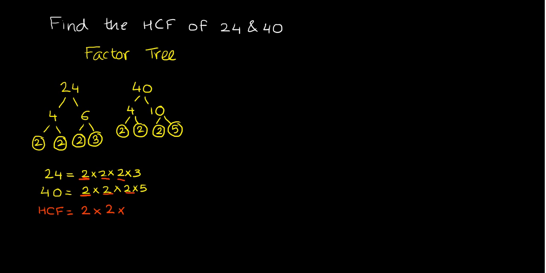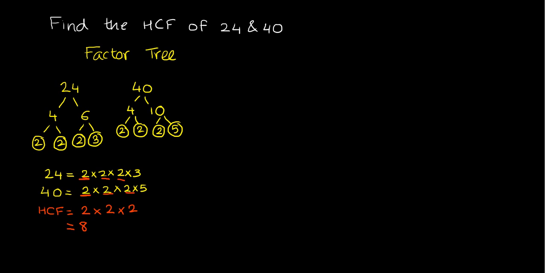I'm going to write it down just once again. There's a 3 in 24, but there's no 3's in 40, so I'm not going to underline the 3. There's a 5 in 40, but there's no 5 in 24, so I'm not going to underline the 5. I have no more pairs, so I'm going to stop the underlining. I'm going to start the multiplying. 2 times 2 is 4, 4 times 2 is 8. So the highest common factor of 24 and 40 is 8.